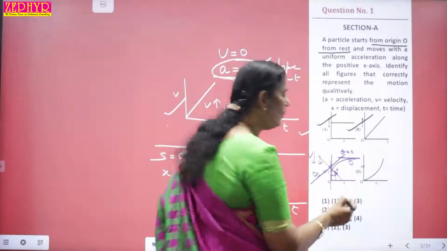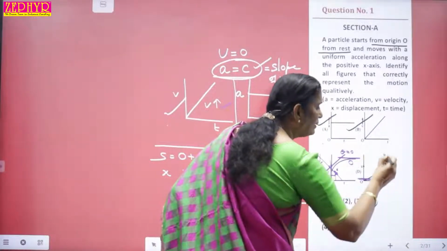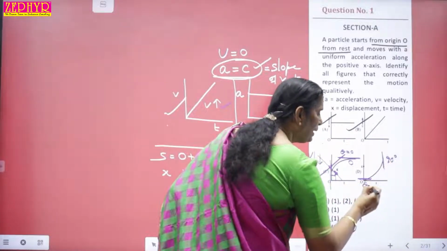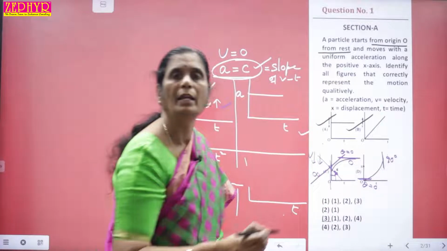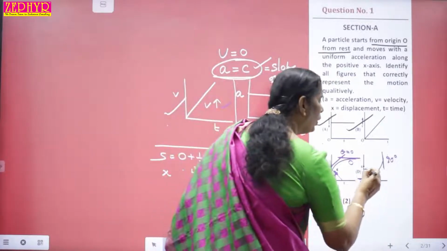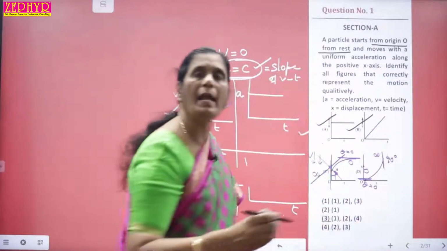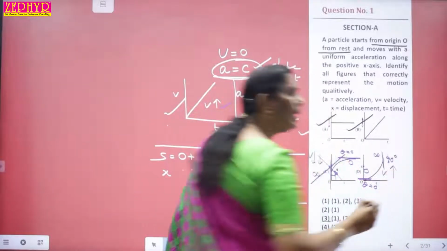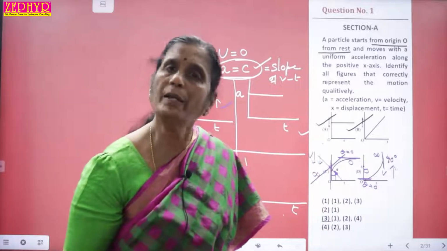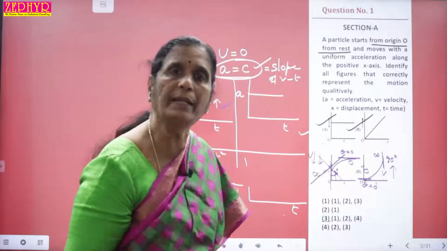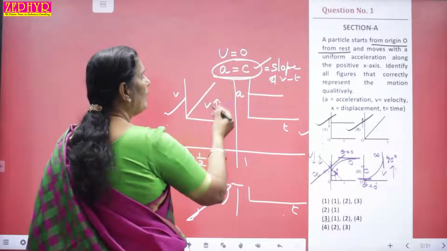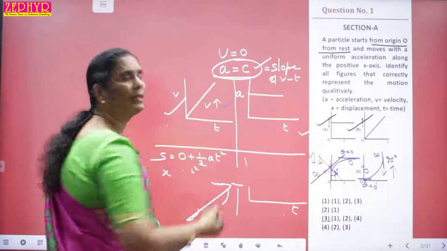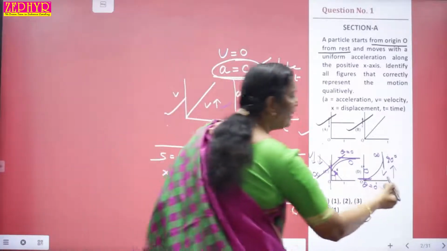That is also a parabola. Here, draw the line like this. So here what is the angle? 90 degrees. Here what is the angle? 0 degrees. So what is the slope here? 0. What is the slope here? 90. So what happens to slope? Slope increases. That slope is nothing but velocity. Velocity is increasing. In this also, velocity is increasing because acceleration is constant. So in this graph, velocity is increasing.